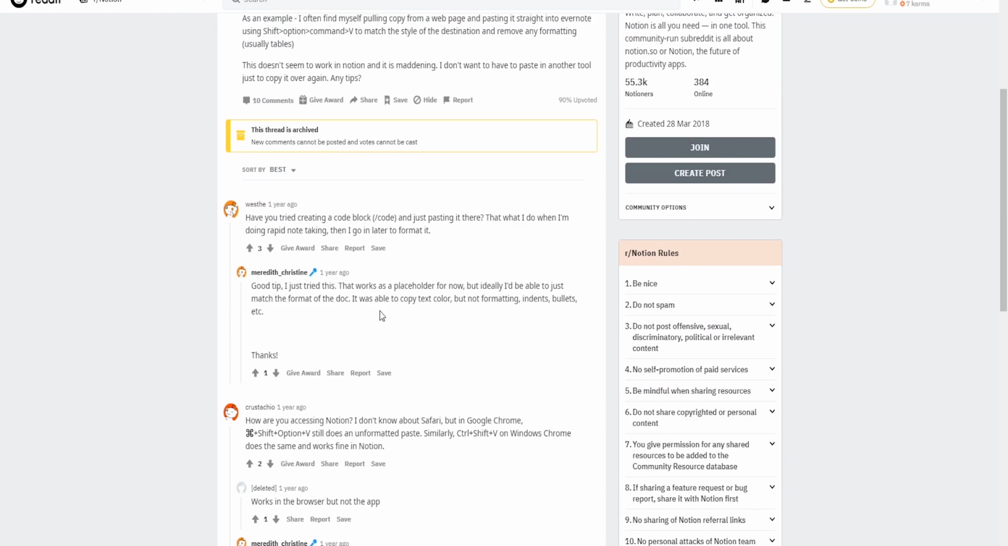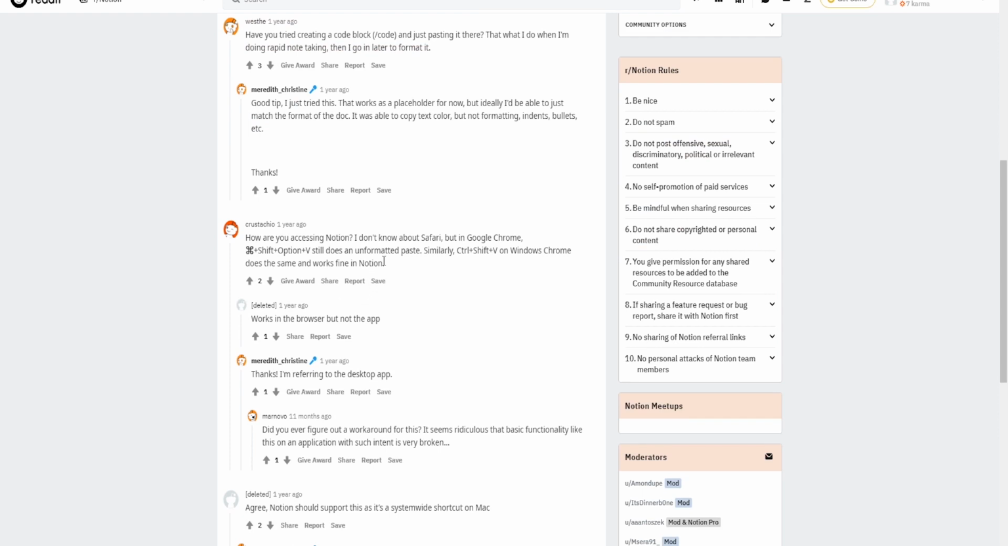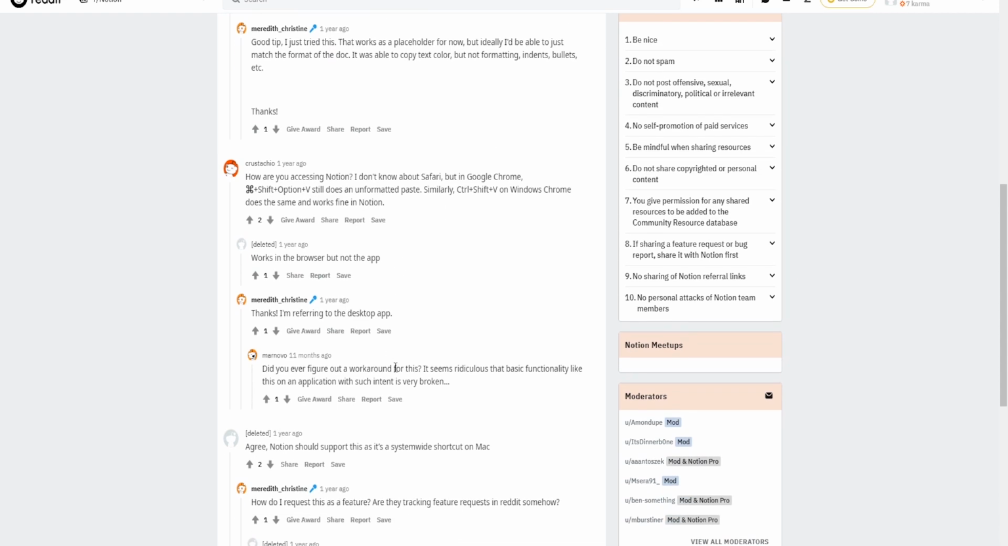Good tip. I just tried this. That works as a placeholder for now, but ideally I'd be able to just match the formatting. How do you actually know this is Control Shift V? Okay, so you can do it in the browser, but not in the app. Okay, so I might just use the browser from now on.